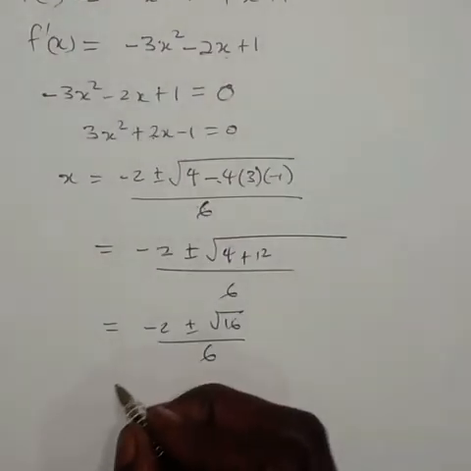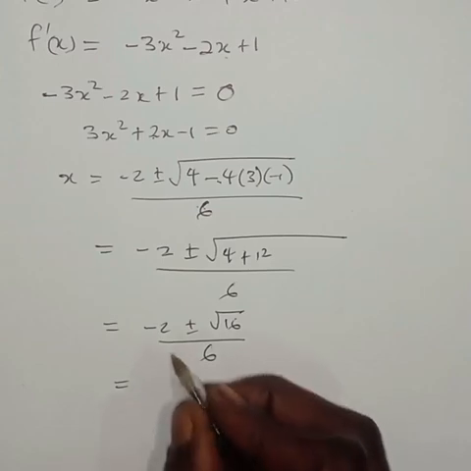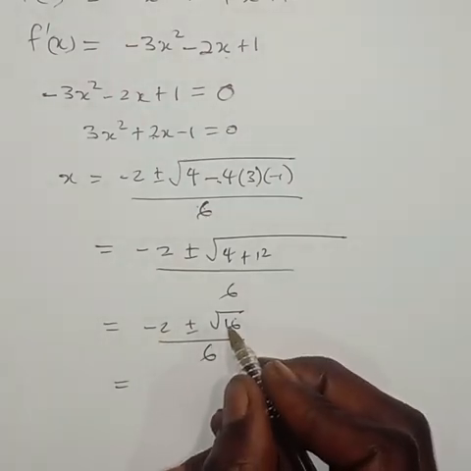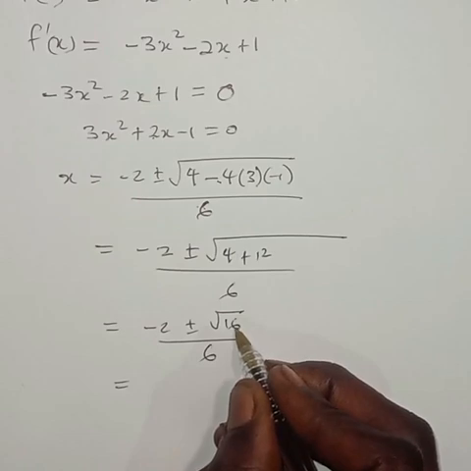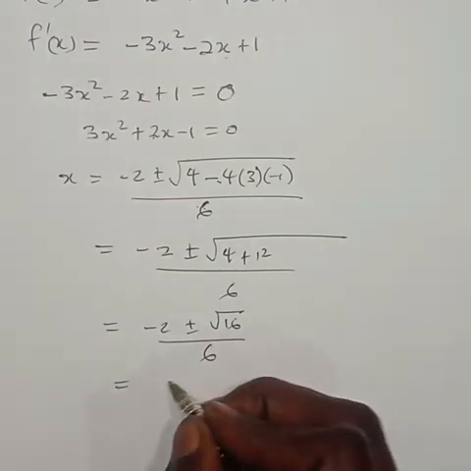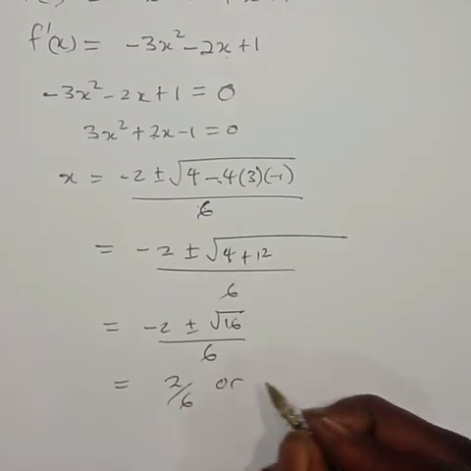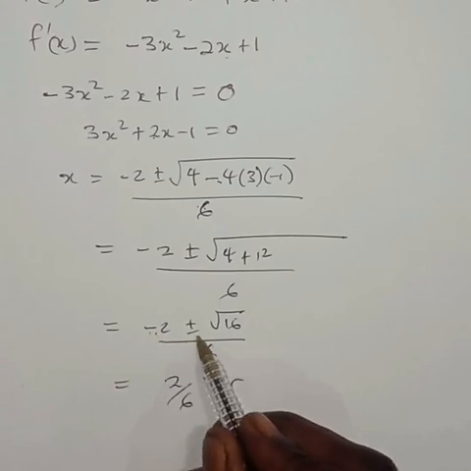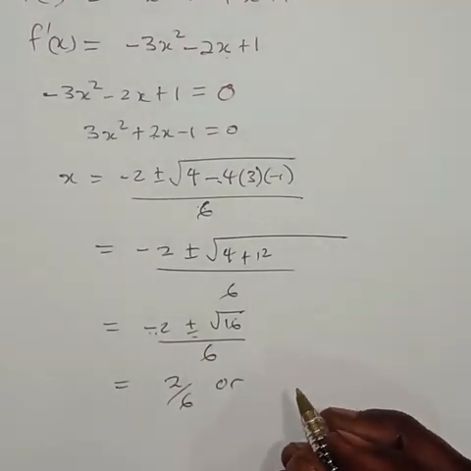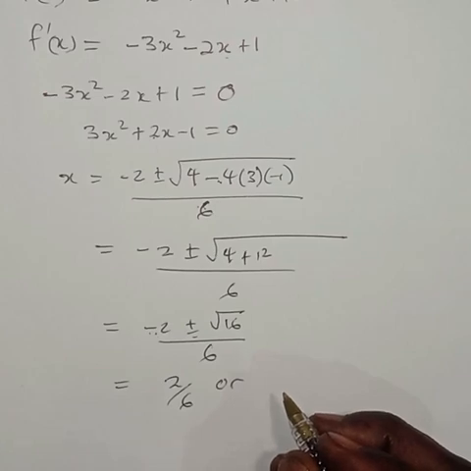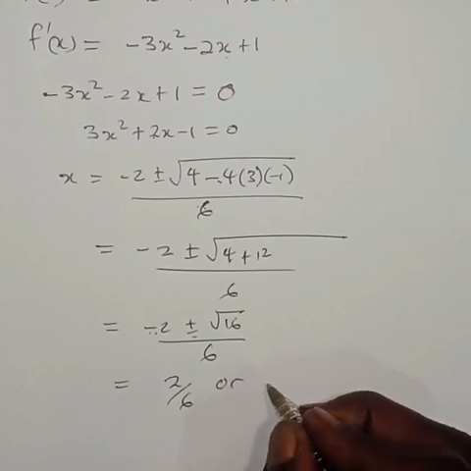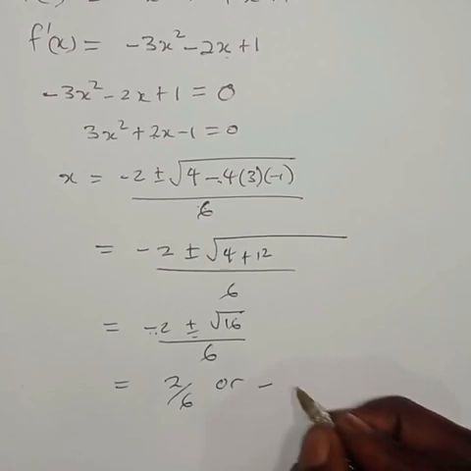That giving us, we get a 4 there. So minus 2 plus 4, we get a 2, 2 over 6. And minus 2 minus 4, we get a minus 6 divided by 6. We get a minus 1.